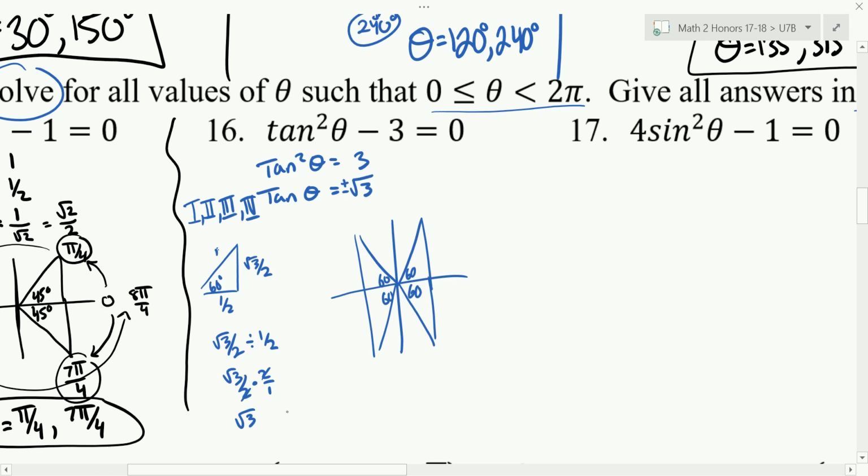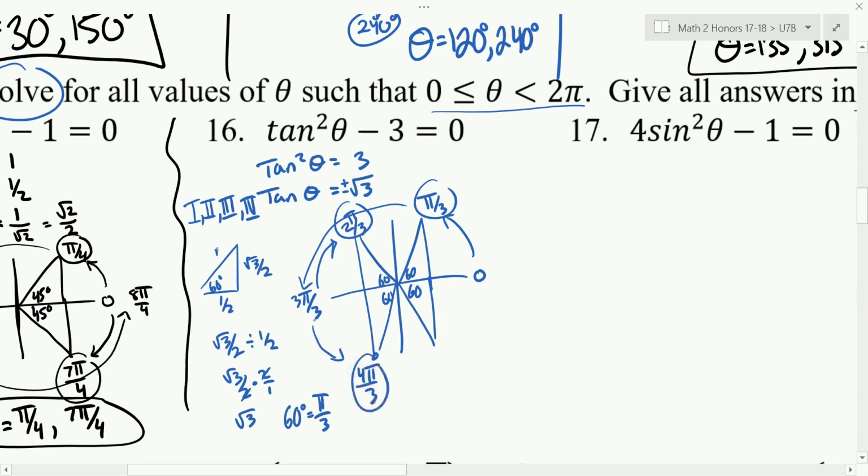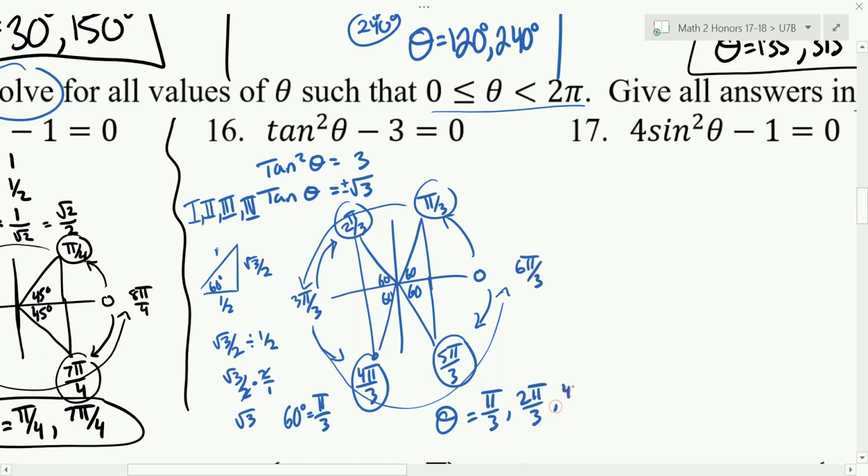But we're not working with degrees, we're working with radians. So 60 degrees is the same as pi over 3 radians, because pi is 180, and 180 divided by 3 is 60. So we got 0, we're going this way, pi over 3. That's our first location. We go half circle at 3 pi over 3, and we go back pi over 3, and we get 2 pi over 3. And we go forward pi over 3 and get 4 pi over 3 from 3 pi over 3. And then if you go another full half circle, we're at 6 pi over 3, and go back pi over 3, and we're at 5 pi over 3. So theta is pi over 3, 2 pi over 3, 4 pi over 3, and 5 pi over 3.